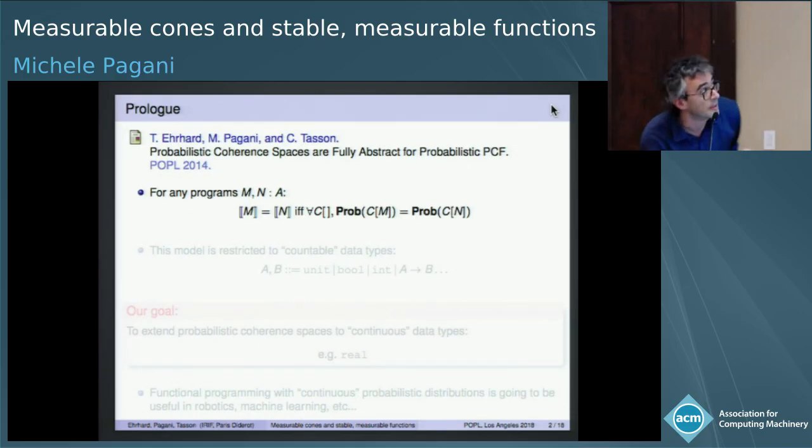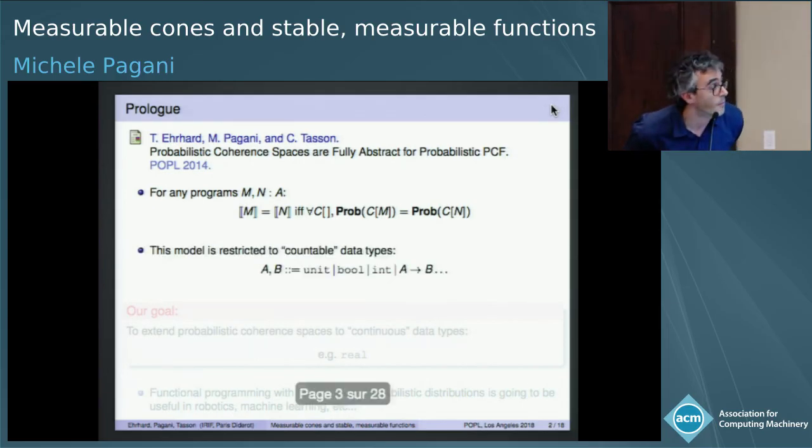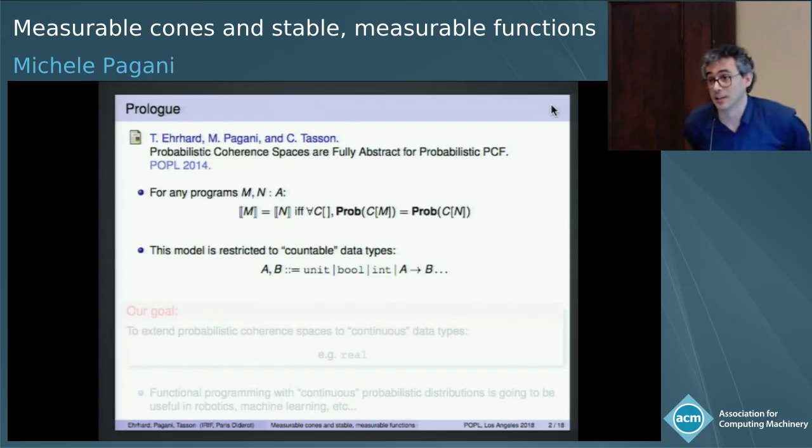What does it mean? It means that in that model, if you take two PCF programs that may contain some probabilistic primitives, that may contain some discrete distributions, they are denoted by the same function in the model if and only if they behave exactly in the same way in the language. Okay, so that is a nice result. But the point is that it is restricted to countable data types, meaning data types where ideally there are at most a countable number of values. So we can speak only about discrete distributions in this kind of setting.